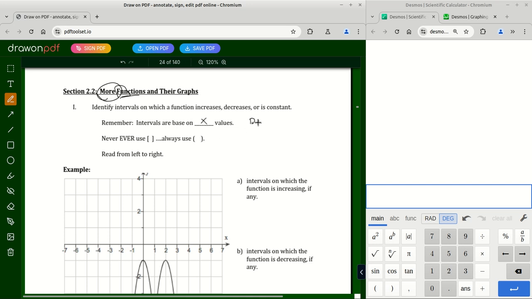Anyways, so intervals are based on x values. They're like mini domains. I'm going to talk about this here in a second. Never use this, always use that. And then read left to right like in English. So what are they talking about here? We're talking about increasing, decreasing, and constant. Basically, increasing is going up, decreasing is going down, constant is flat. So up, down, and flat.